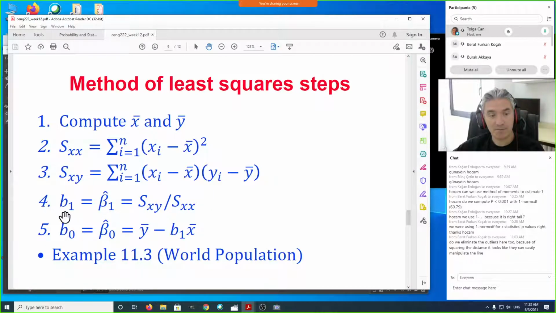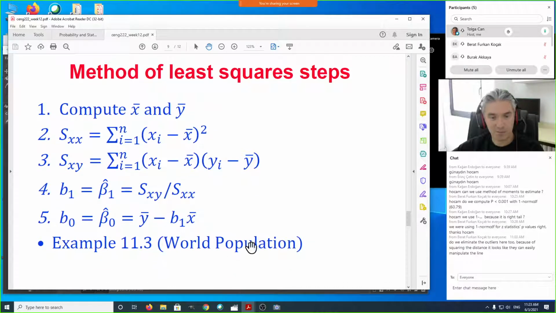And our b1, which we call beta 1 hat, our least squares estimate of the slope for our linear regression line, would simply be Sxy divided by Sxx, and our intercept will then be y bar minus b1 x bar.